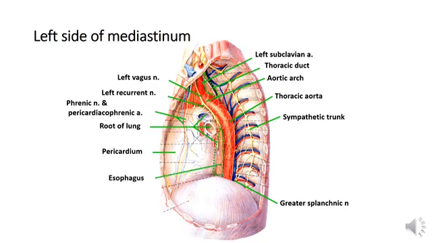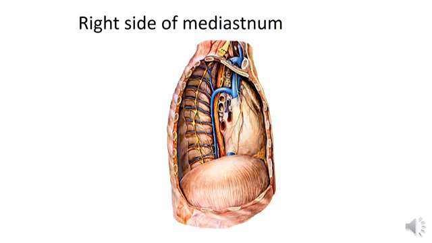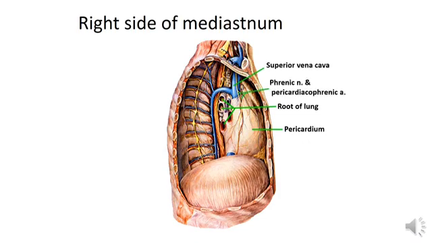This is the right side of the mediastinum. Here we have the root of the lung. We have the pericardium and the superior vena cava. We have the phrenic nerve and pericardiophrenic artery. So this is the pericardiophrenic nerve with the pericardiophrenic artery. This is the vagus nerve. This is the esophagus.